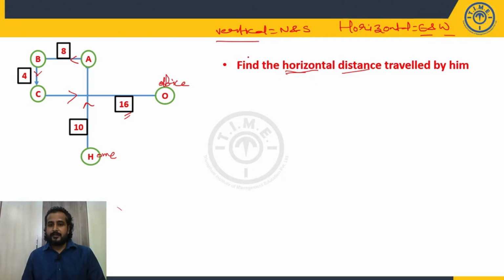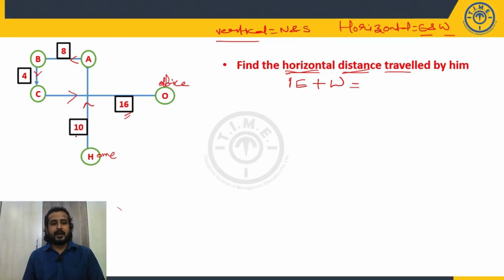So when they are asking to find the horizontal distance traveled by him, we need to take the sum of the distance he traveled in the east and the distance he traveled in the west. So this will give you the answer. It means we need to find the total horizontal distance in whichever way he is moving towards east and west. All those distances are to be added.